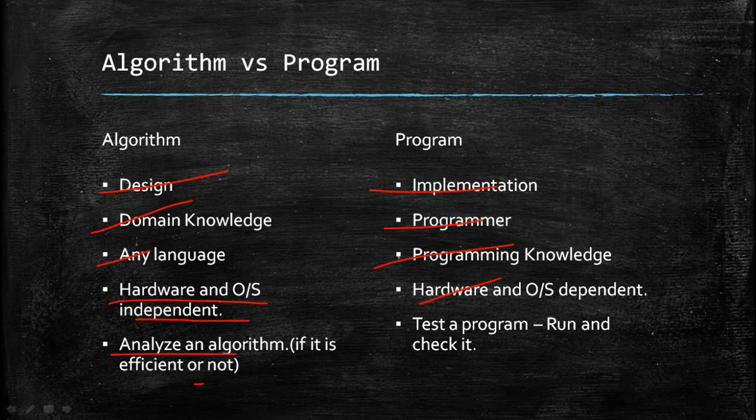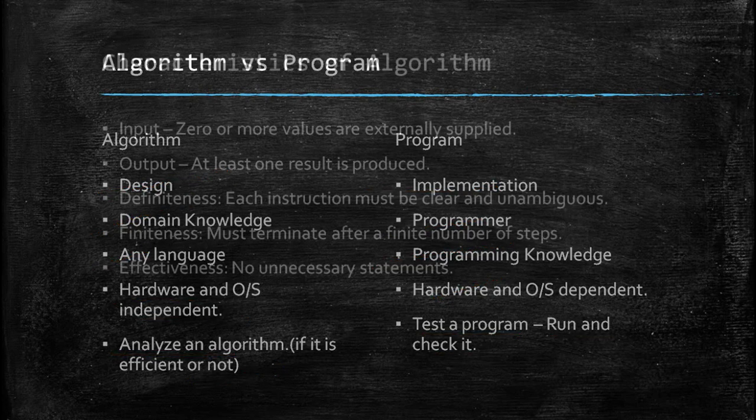Now, we analyze an algorithm to see if it is efficient or not. How do we analyze an algorithm? We will be discussing that later. But we analyze an algorithm and check if it is time efficient, क्या ये कम टाइम ले रहा है, क्या ये स्पेस जो ले रहा है that is fine, या फिर हमें उसे और कम करना होगा, or the space it is taking is too much. So we analyze an algorithm for that. Now we don't need to analyze a program. We just test the program by running and checking it. If it is running, then it is fine. If it doesn't run, then we have to do some changes in that.